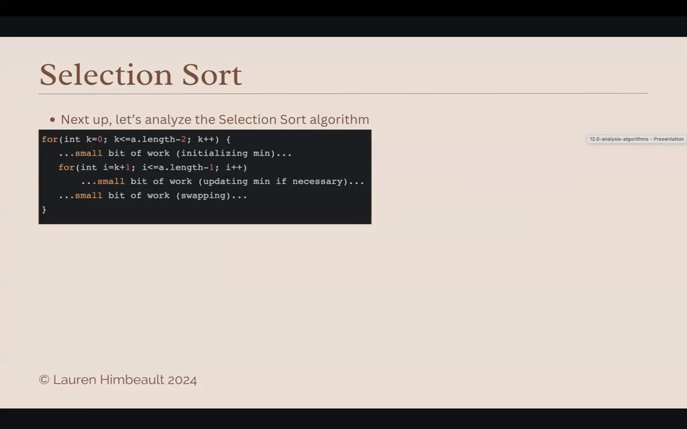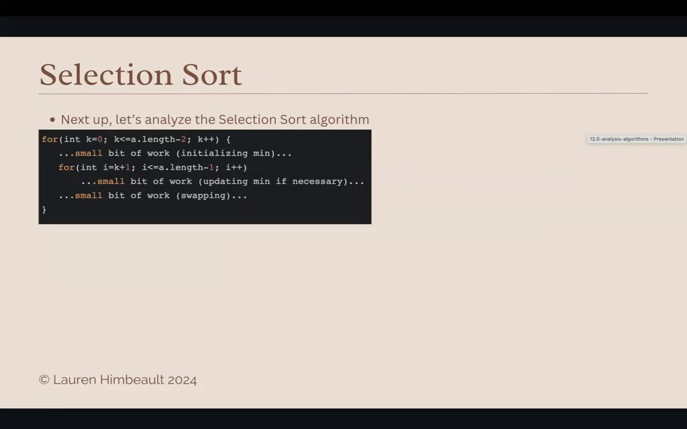The inner loop does a very small amount of work if you think about it. All it does is say, if this is smaller, update the minimum value, and that just runs all the way through the whole list, well, the whole unsorted list, we should say.